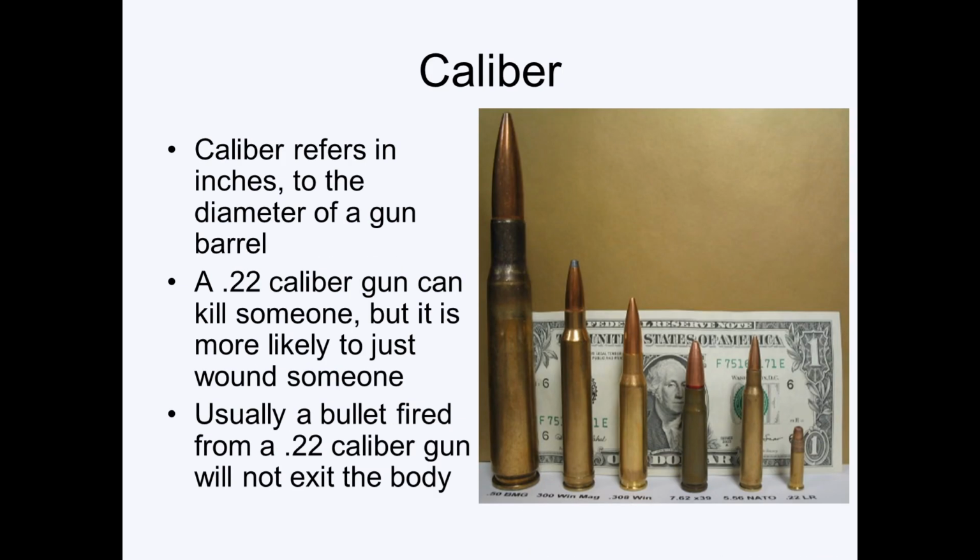Caliber refers in inches to the diameter of a gun barrel. A 22 caliber gun can kill someone, but is more likely to just wound someone. Usually a bullet fired from a 22 caliber gun will not exit the body. So they're small. 22 is very small.